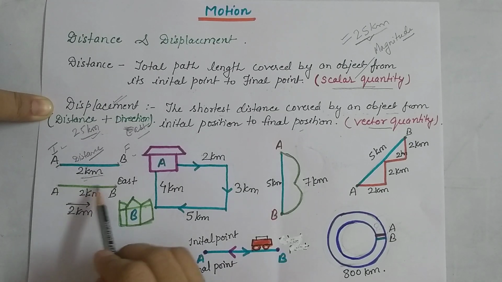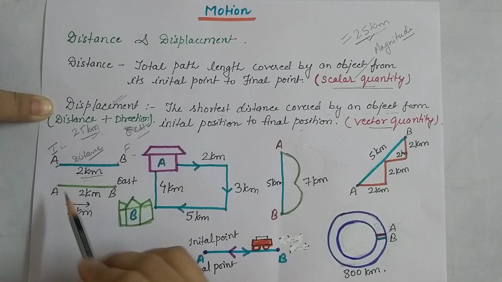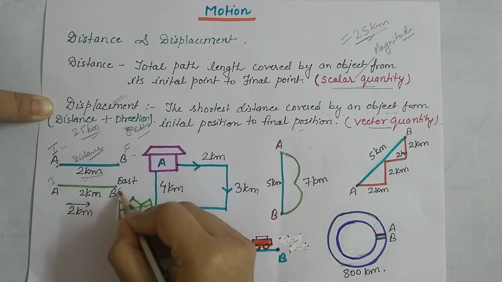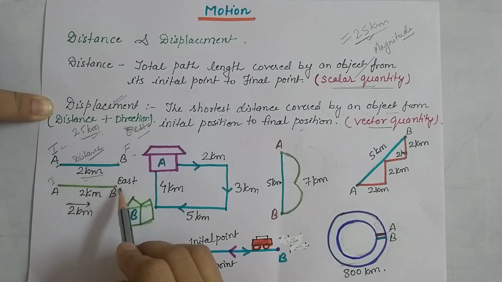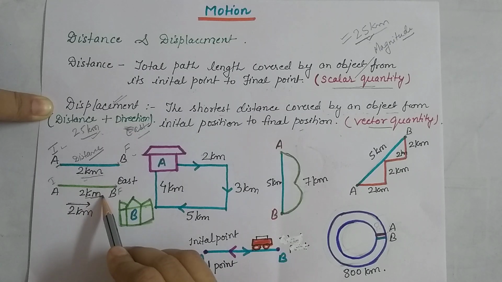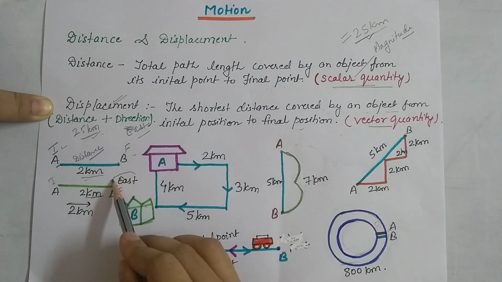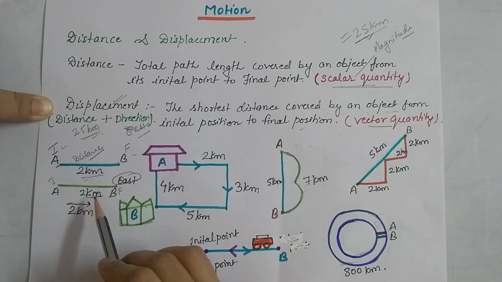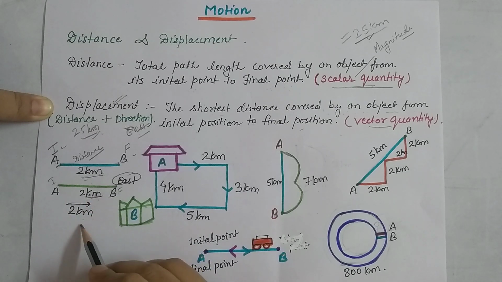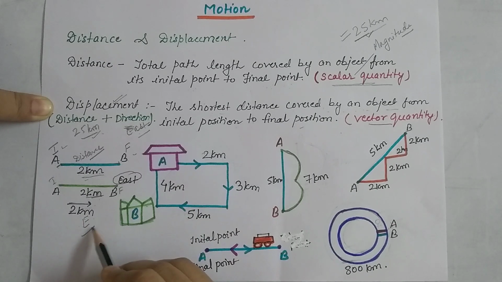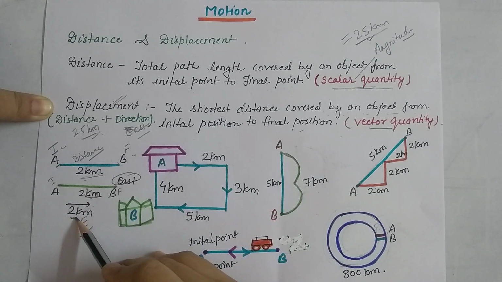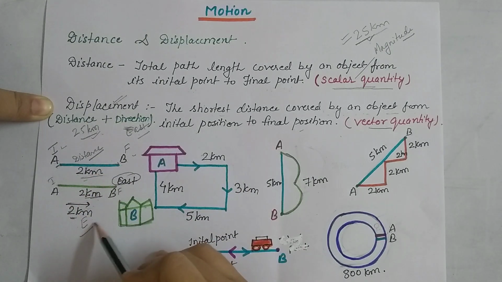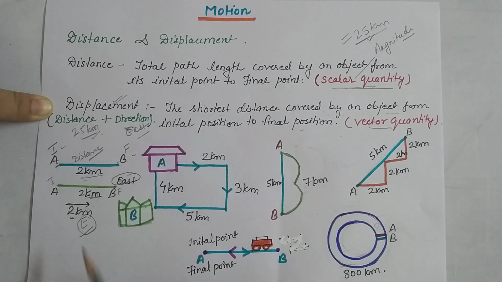In the second line, A is the initial point and B is the final point. The object moves from the initial point to the final point, covers 2 kilometers of distance, and moves towards the east. So the displacement is 2 kilometers towards the east. The distance is also 2 kilometers, and the displacement magnitude is the same, but the direction, east, is what makes it displacement.